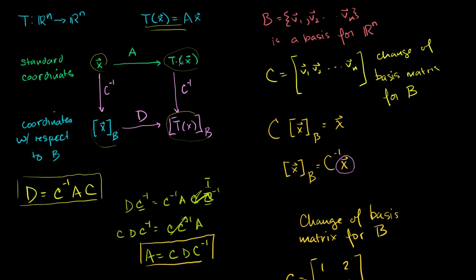Now, in the last video and a couple of videos before that, we said, well, look, you can do the same mapping, but just in an alternate coordinate system. You could do it in some coordinate system with respect to some basis b. And that should be the same thing. It should just be a different transformation matrix. And in the last video, we actually figured out what that different transformation matrix is.